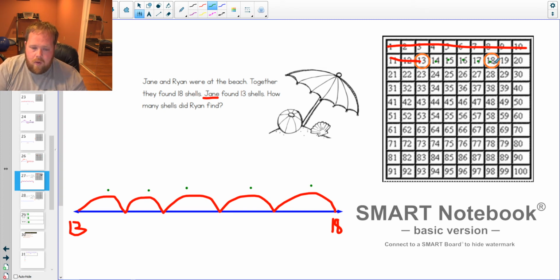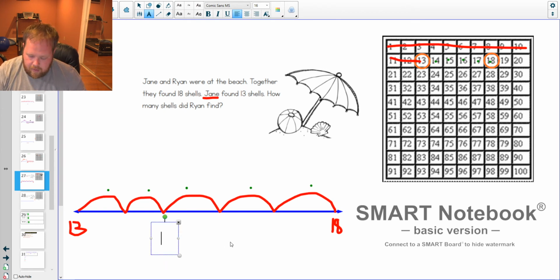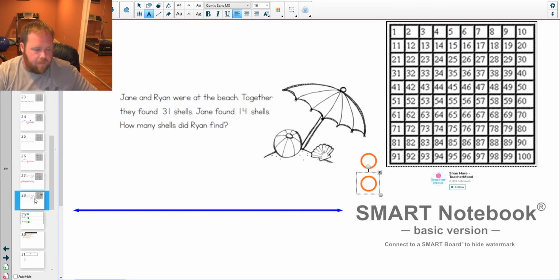Oh yeah. Okay. Now, for our number sentence, it is going to be 13. Oh, no. It's going to be 18 minus 13 equals 1, 2, 3, 4, 5. Very good. All right. Last one that we're doing together.